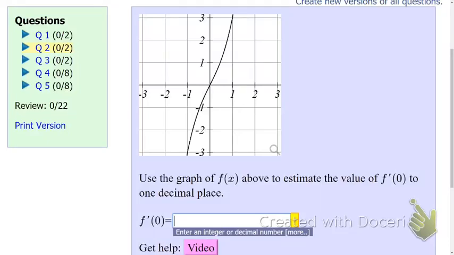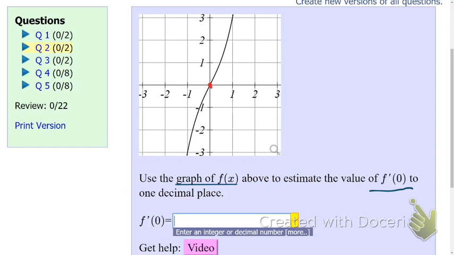In this problem, we're asked to use the graph of f of x, which we're given, to estimate the value of f prime of 0, which means we want the slope of the function at 0. So first off, we're looking for the slope at this point right here. And sometimes it can be hard to tell when we have a curve.